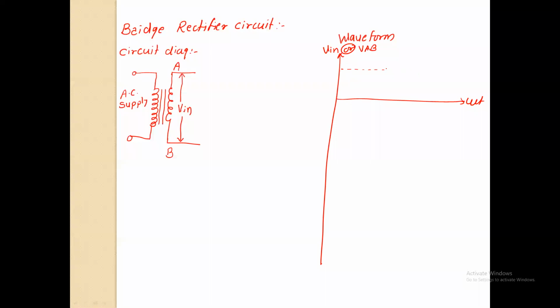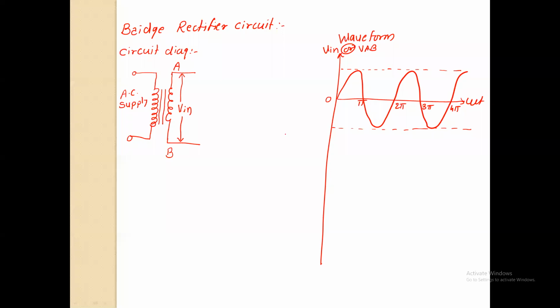As I say, the transformer is a static device which transfers energy from one point to another point, so the output of the transformer, or the voltage between points A and B, is an AC voltage, and it can be represented with a sine waveform in this way. Is it right? So this is pi, this is 2 pi radian, this one is 3 pi radian, and this is 4 pi radian.